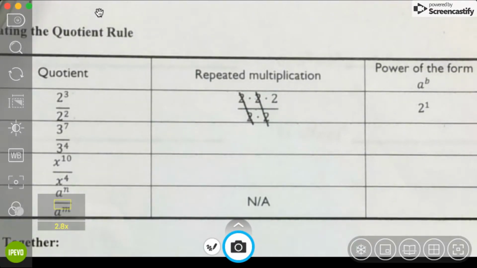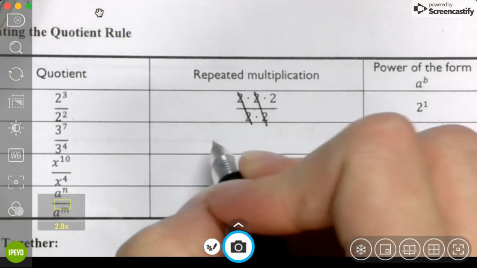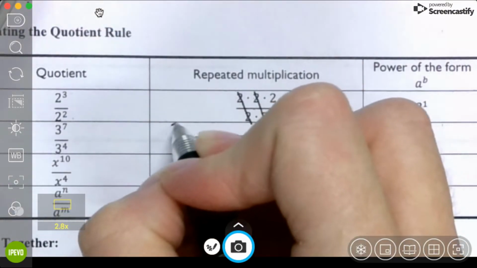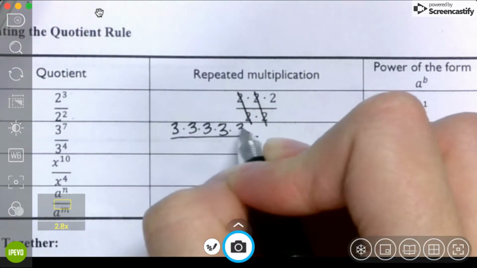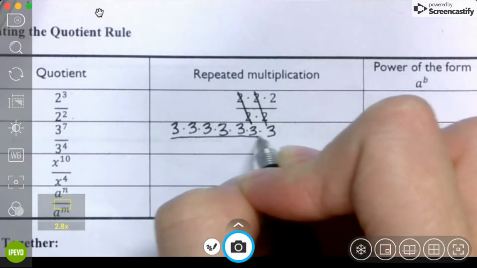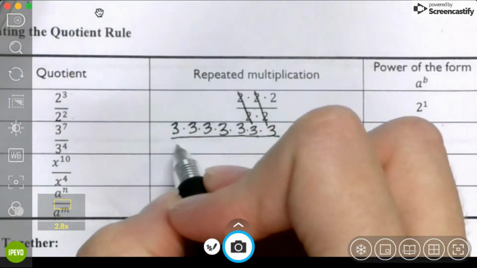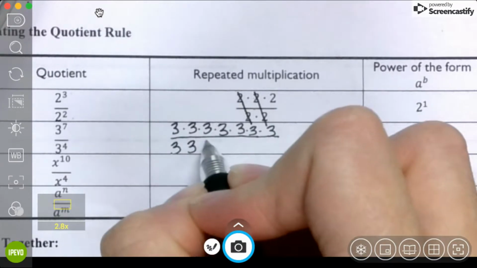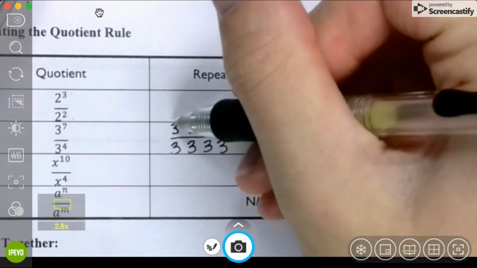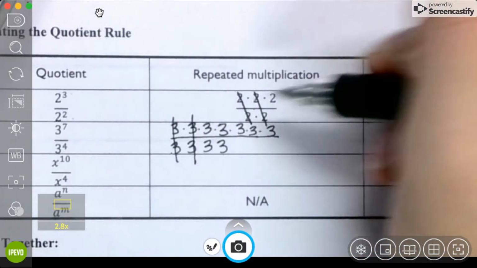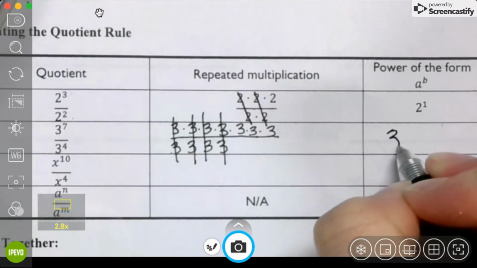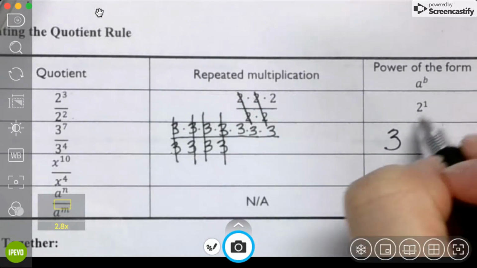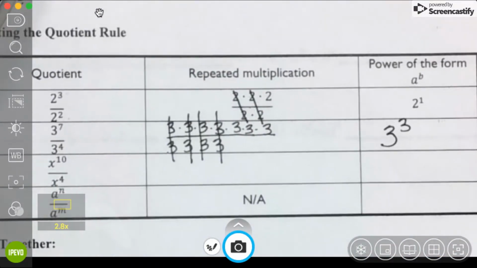Okay? So looking at the next one. How many 3's would be on top? 7. Good. So 1, 2, 3, 4, 5, 6, 7 on top. How many would be on bottom? 4. 1, 2, 3, 4. Cancel there. Cancel there. Cancel there. Cancel there. Where am I left with 3's at? On the top. How many are there? 3. That's it. That's all it wants you to do.